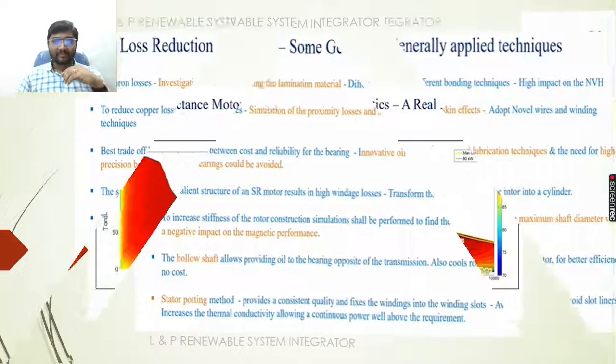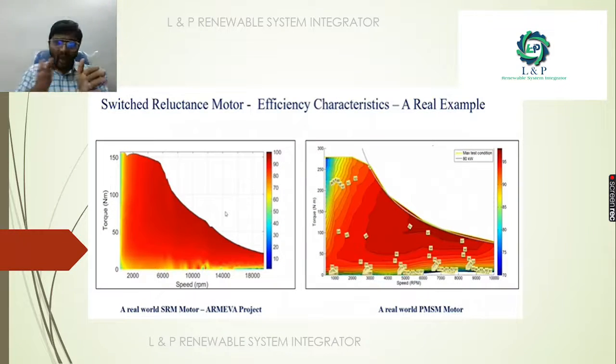So when we draw the efficiency characteristic, this is a real example of a switched reluctance motor and the permanent magnet synchronous motor. So as you can see here, the permanent magnet synchronous motor is pretty good when compared to this switched reluctance motor.